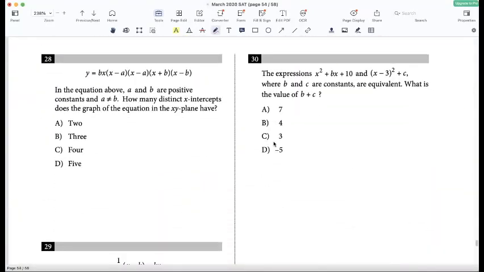Okay, in the equation above, a and b are positive constants and a is not equal to b. How many distinct x-intercepts does the graph of the equation have? Okay, so the roots are x equal to 0, x equal to a is a double root, and x equal to b and minus b, right? So the graph will look like this.